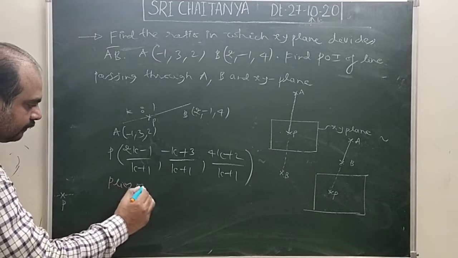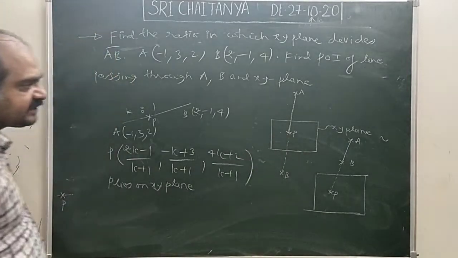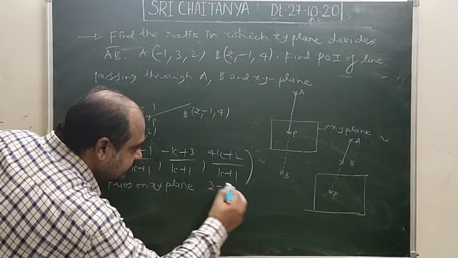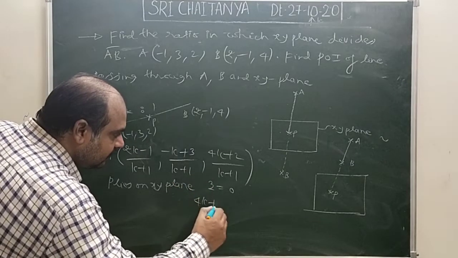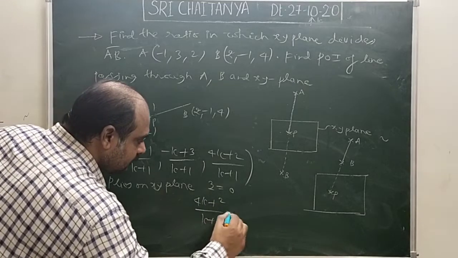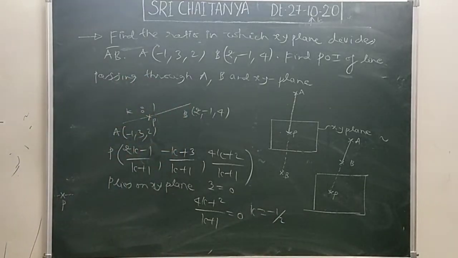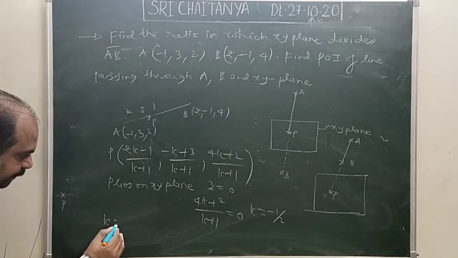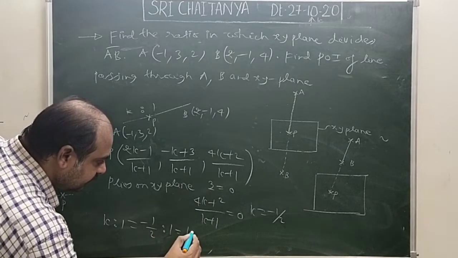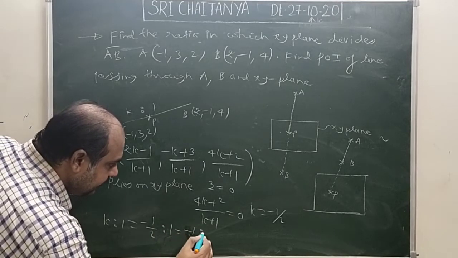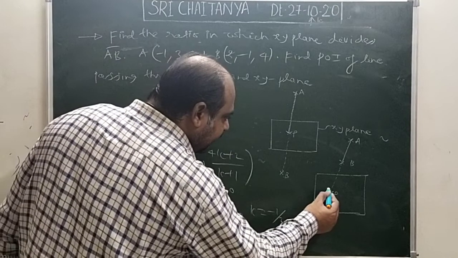Where does P lie? P lies on the XY plane. So therefore the Z coordinate is what? It is 0. If it lies on the XY plane, the Z coordinate must be 0. That means K is nothing but minus 1 by 2. So P divides in the ratio K is to 1, minus half is to 1, that means minus 1 is to 2.